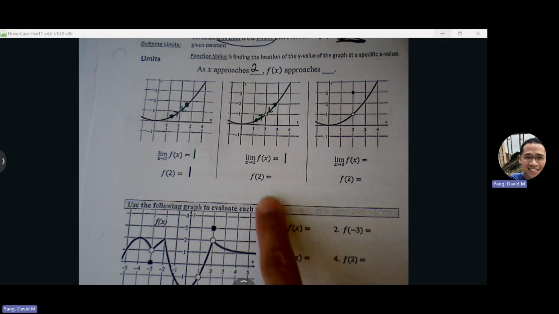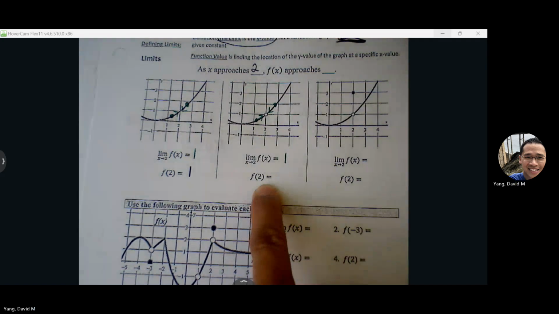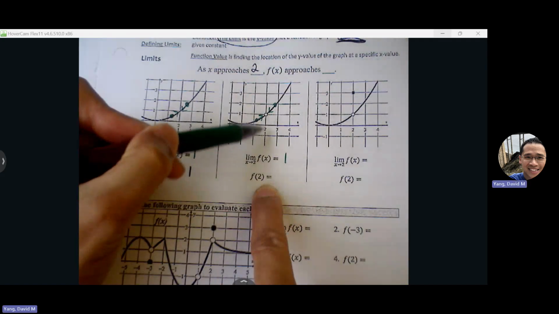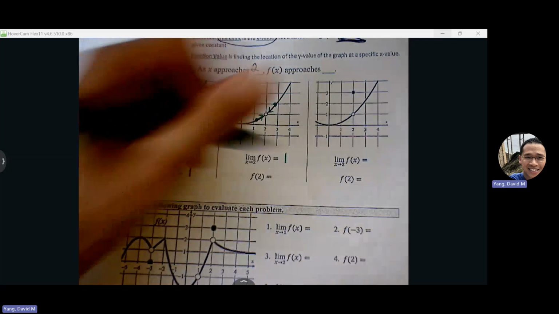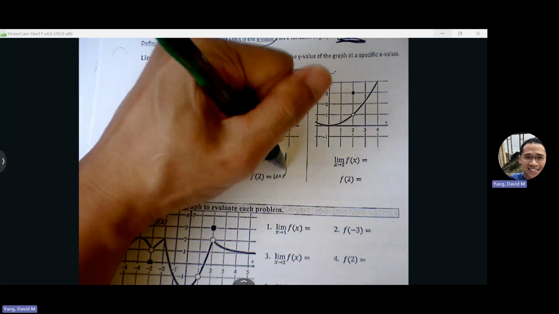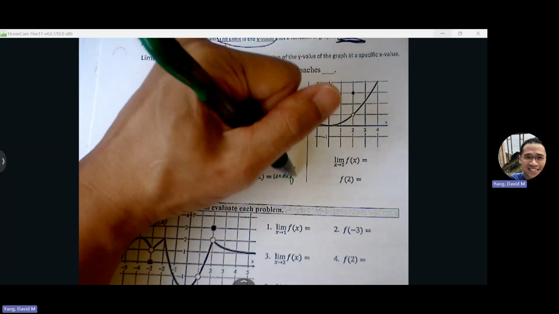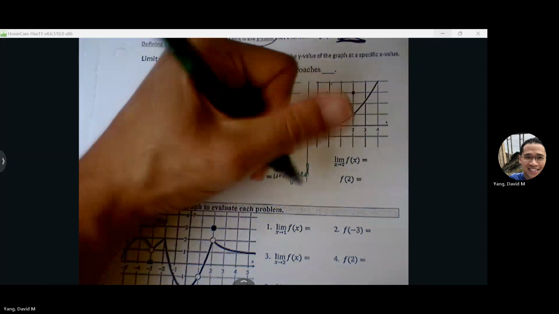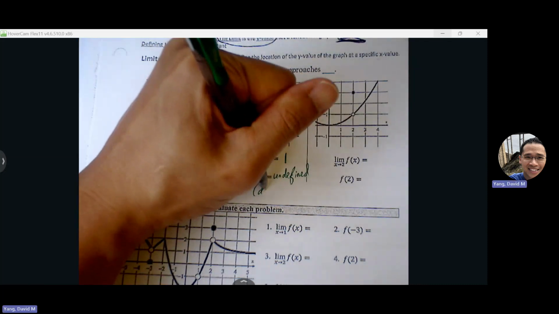Okay. Now here, f of 2 is equal to what? Is there any point to find? No. So this is undefined. So we say undefined, the point doesn't exist. Or you can say DNE, which is just an abbreviation for does not exist. Either is fine. You can do one or the other.